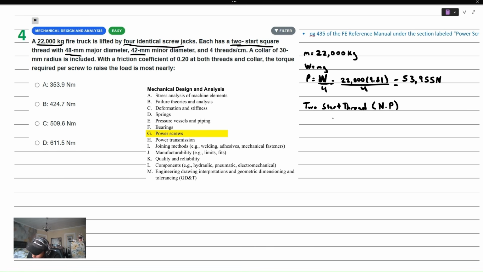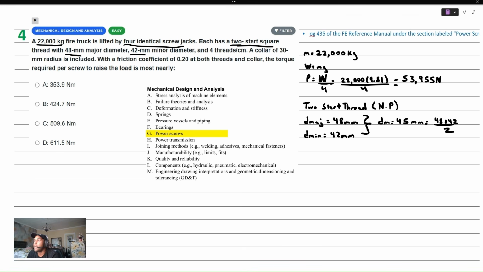Okay, so we're given a major diameter here equal to 48 millimeters and a minor diameter equal to 42 millimeters, and those aren't really important, but they can be used to find an important parameter we use for dealing with power screws. That is the mean diameter. So d sub m is equal to 45 millimeters. That is just the mean of 48 plus 42 over 2.